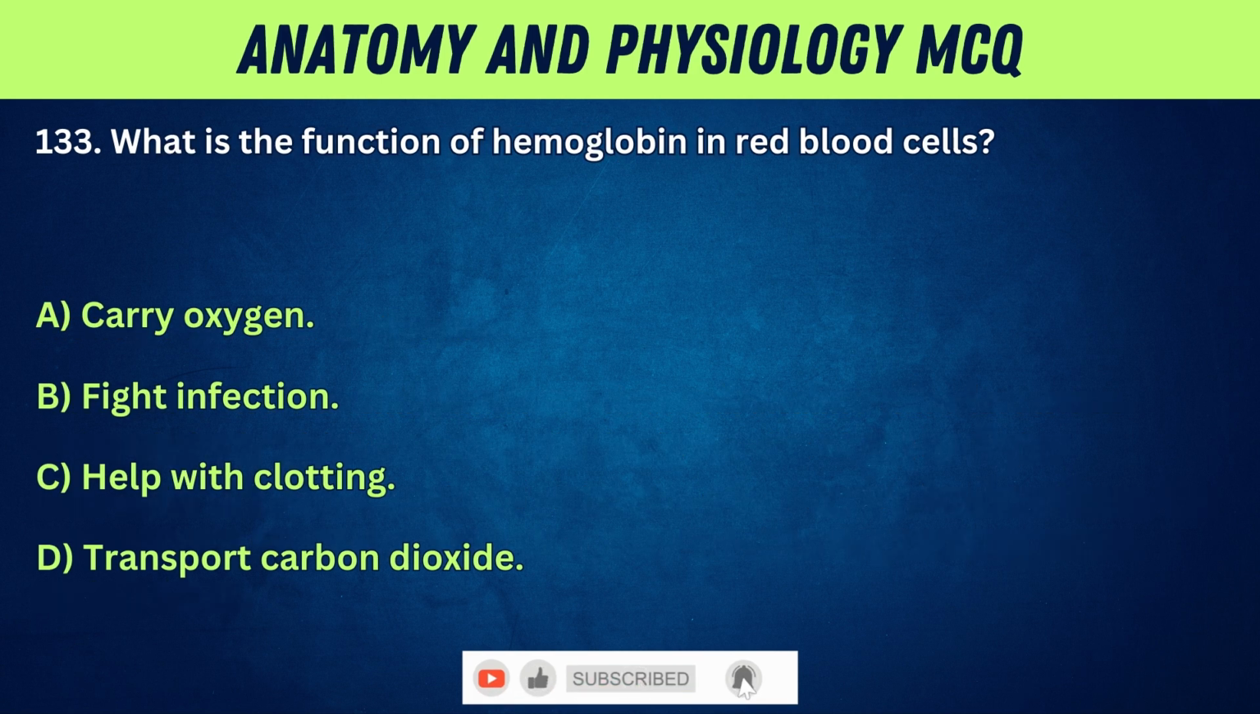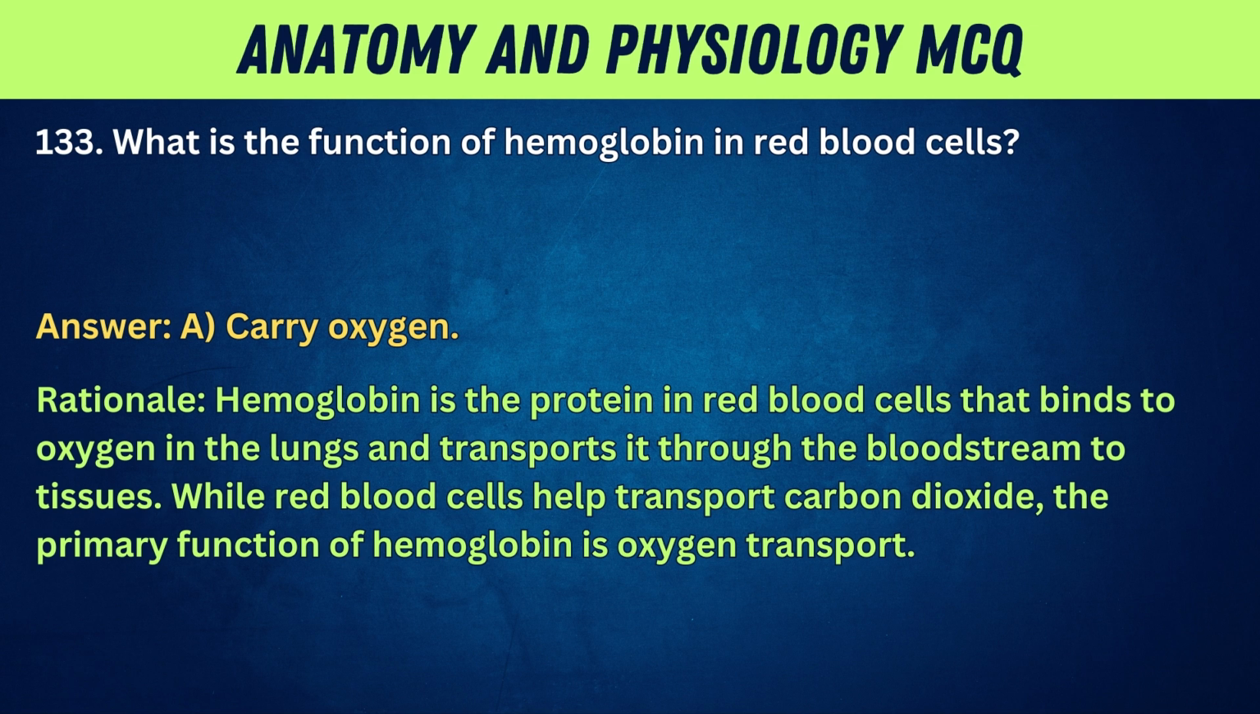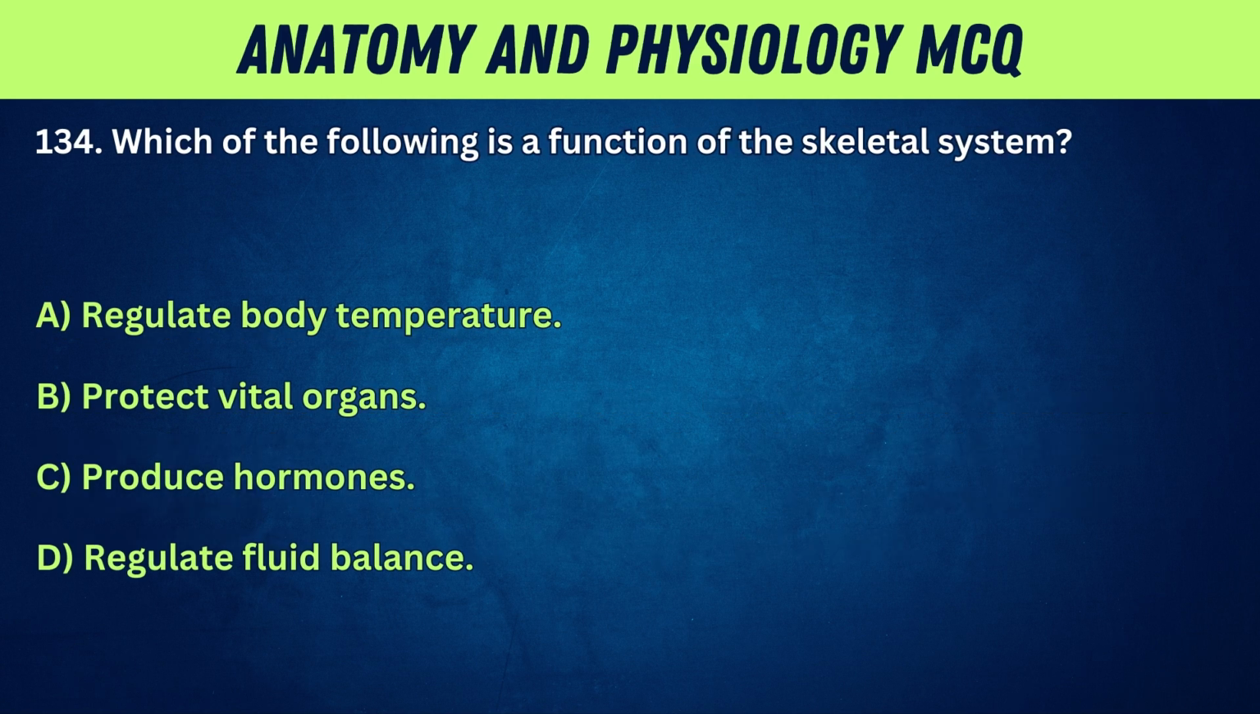133. What is the function of hemoglobin in red blood cells? A. Carry oxygen. B. Fight infection. C. Help with clotting. D. Transport carbon dioxide. Answer: A. Carry oxygen. Rationale: hemoglobin is the protein in red blood cells that binds to oxygen in the lungs and transports it through the bloodstream to tissues. While red blood cells help transport carbon dioxide, the primary function of hemoglobin is oxygen transport.